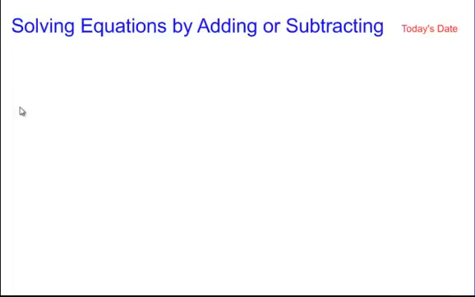Okay, today we're going to talk about solving equations by adding or subtracting. So put that title at the top of your page and put today's date in the top right corner. First, for a few definitions.